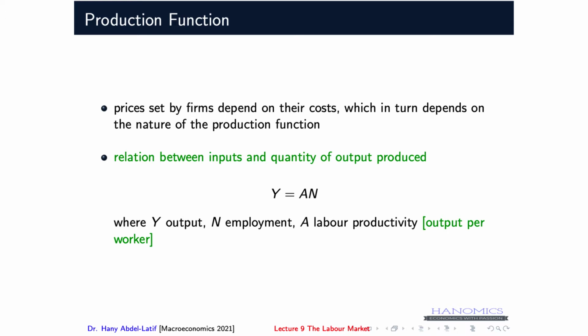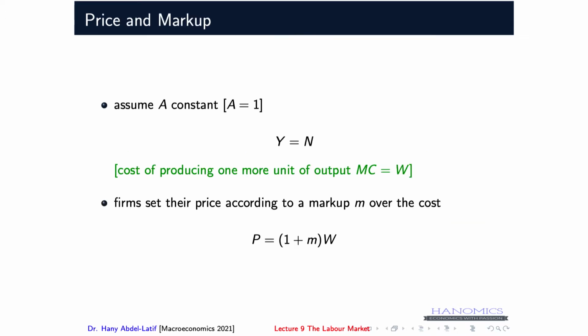Okay. So again, what we're trying to do here is understand how firms set their prices. Their prices depend on the cost, and the cost depends on the production function they have. Okay, so that's why we're looking at the production function. And we will simplify this even further by assuming that A here, or labor productivity, is constant. So we'll assume that A equals 1, which leaves us with Y, output, equal to N, that's the employment.